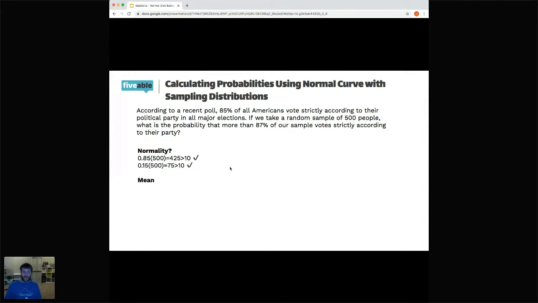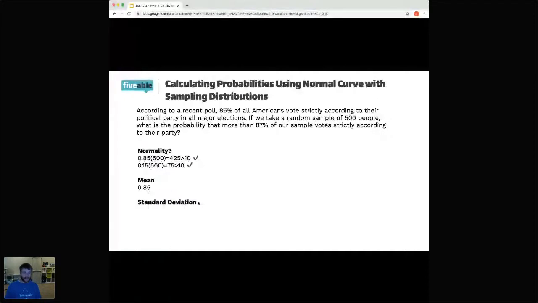All right. The mean of our normal curve is 0.85. So think about whenever you have a normal curve for proportions, all of your data is between 0 and 1, because you're dealing with a proportion. All your data points are a particular proportion. So it should be centered at 0.85. That should be the most likely outcome, the mode of your normal distribution.